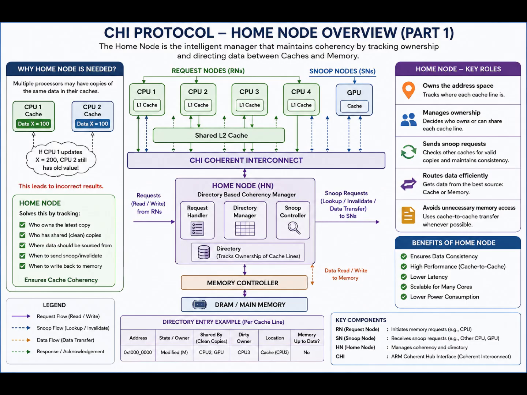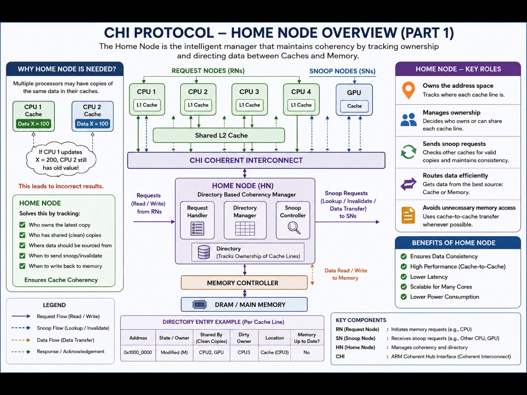Notice something very interesting here. The home node doesn't blindly forward every request to the DRAM. Doing so would waste both bandwidth and power. Instead, it first checks whether another processor already has the required data. Suppose CPU 3 modified a cache line only a few nanoseconds ago. The latest version hasn't yet been written back to the memory. If CPU 1 requests the same cache line, reading from memory would return old information.